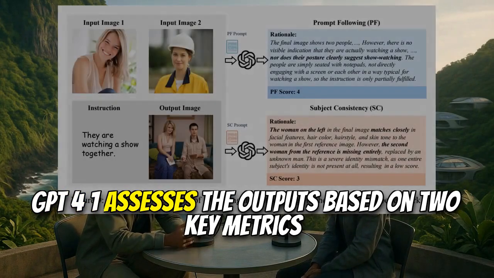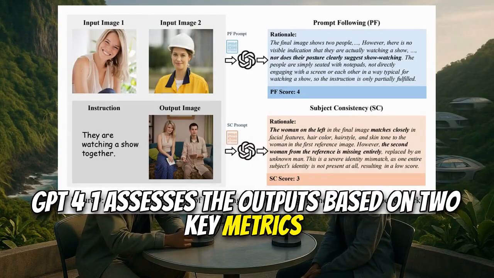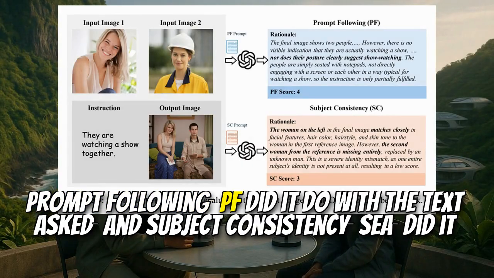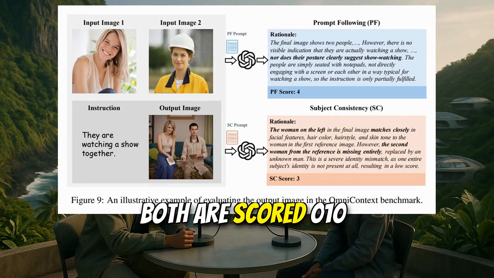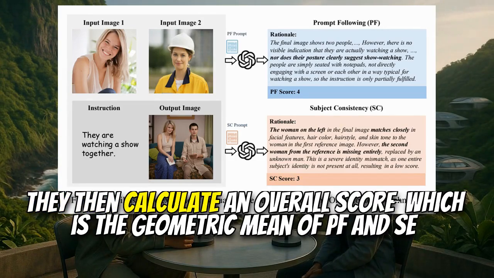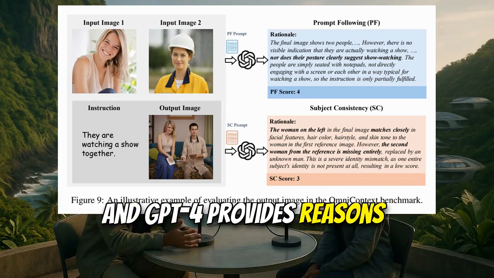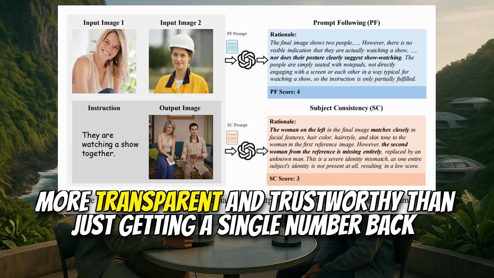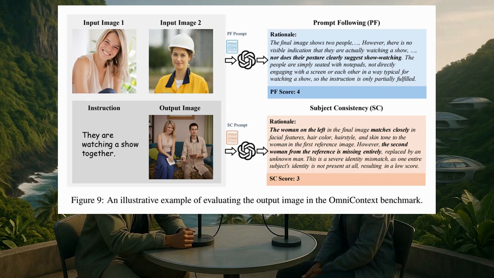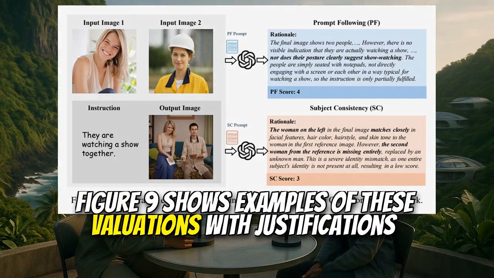GPT 4.1 assesses the outputs based on 2 key metrics: prompt following, PF, did it do what the text asked? And subject consistency, SC, did it maintain the identity of the object's characters from the input images? Both are scored 0-10. They then calculate an overall score, which is the geometric mean of PF and SC. And GPT-4 provides reasons. Crucially, yes. GPT-4 provides detailed rationales for its scores, which make the evaluation much more transparent and trustworthy than just getting a single number back. Figure 9 shows examples of these evaluations with justifications.